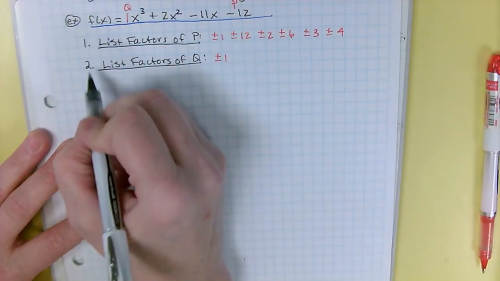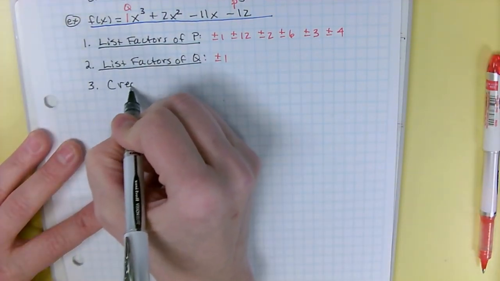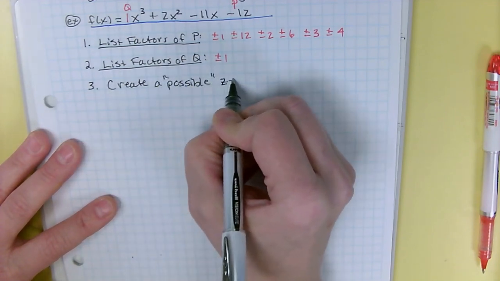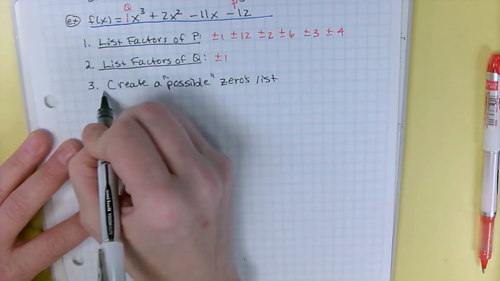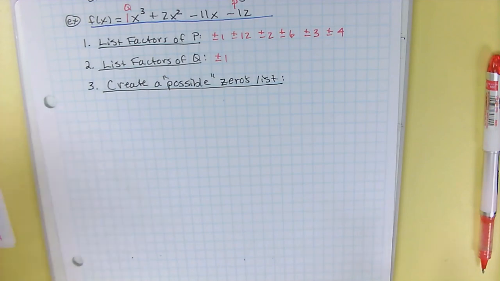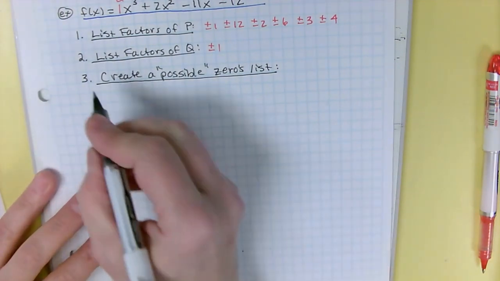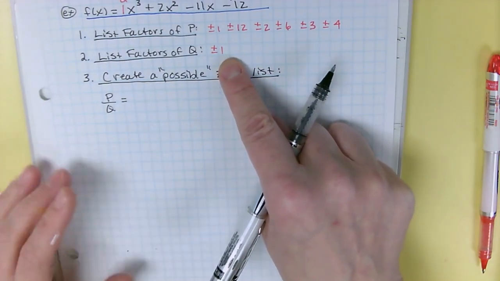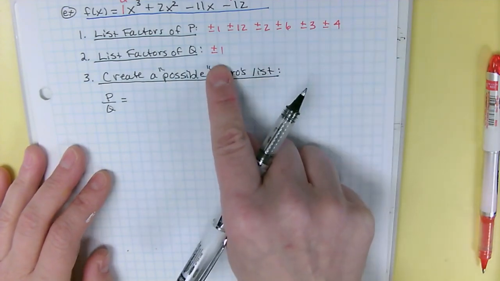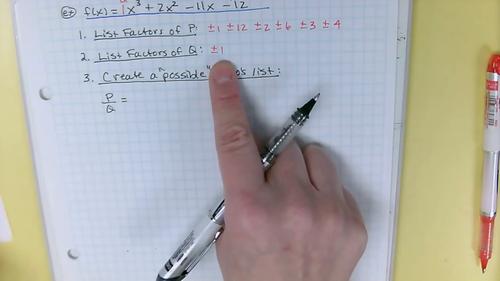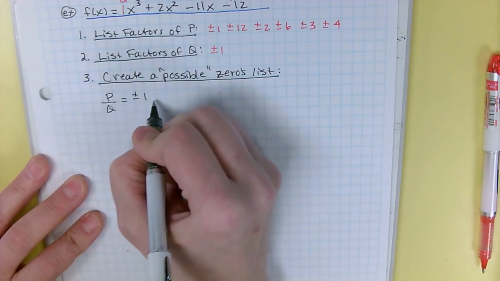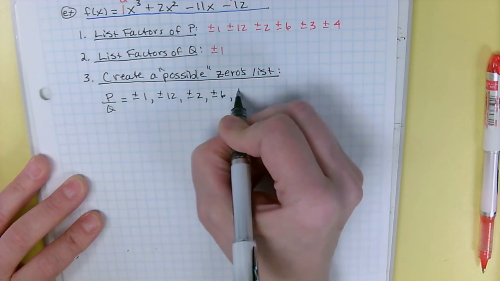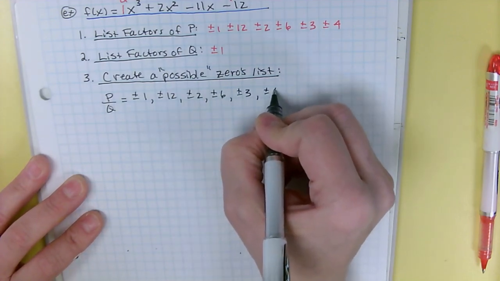Okay, so number 3, we're going to create a possible zeros list. These are all the possibilities that could work. So P over Q equals, and if you have more than one term under the Q, you have to put each of these with each of the bottom terms. As it is, we only have one term down there. So 1 over 1 is 1, 12 over 1 is 12, 2 over 1 is 2, 6 over 1 is 6, 3 over 1 is 3, 4 over 1 is 4.